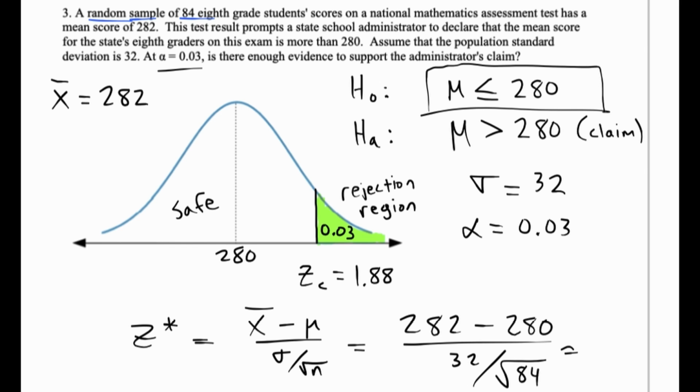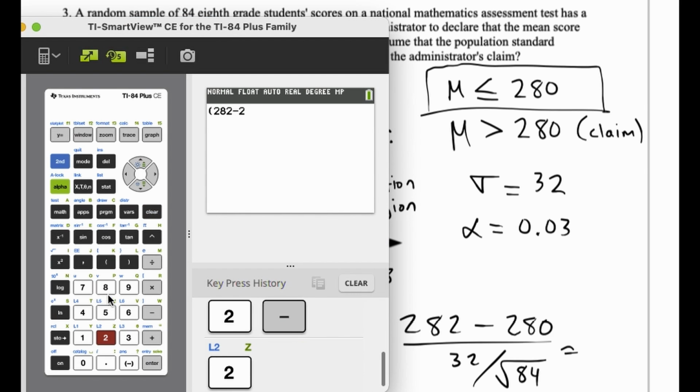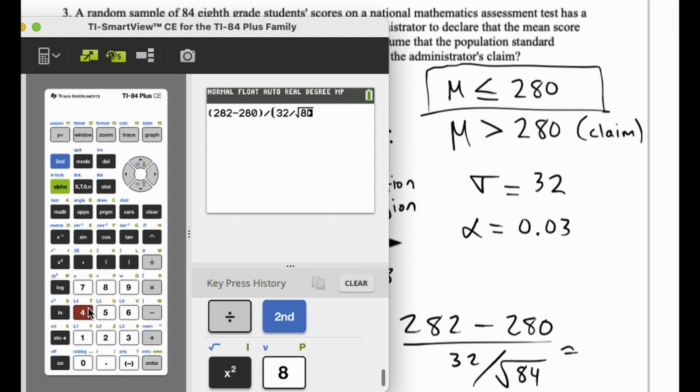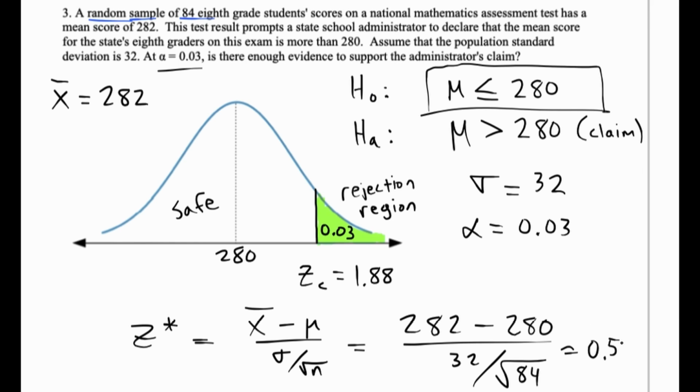Now, when you plug this into the calculator, you want to be sure to use parentheses. I'll do 282 minus 280 divided by parentheses 32 over square root of 84. That's a good way to enter it. I get 0.573. So clearly my Z star is not in the rejection region.